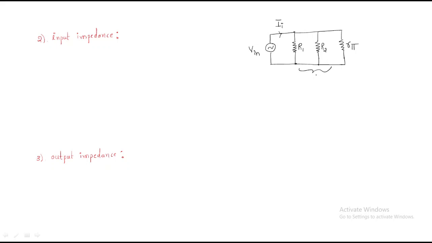In order to find the input current, if I apply nodal analysis, this is the V input only. The current flowing in this branch is Vi by R1. Next, the current flowing in R2 is Vi by R2. The current flowing in R5 is again Vi by R5. So the input current equals, if you take the input voltage common, the remaining 1 by R1 plus 1 by R2 plus 1 by R5.